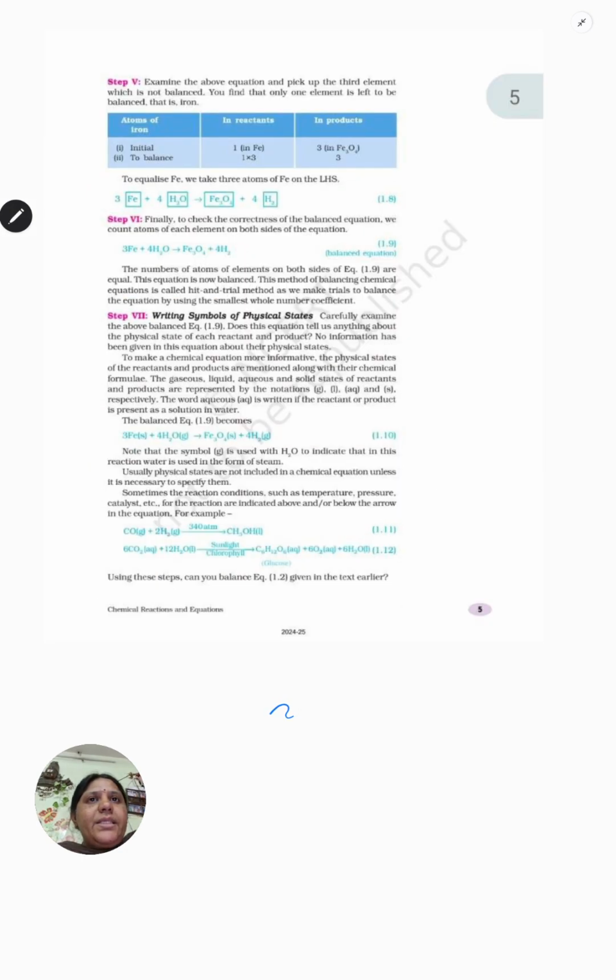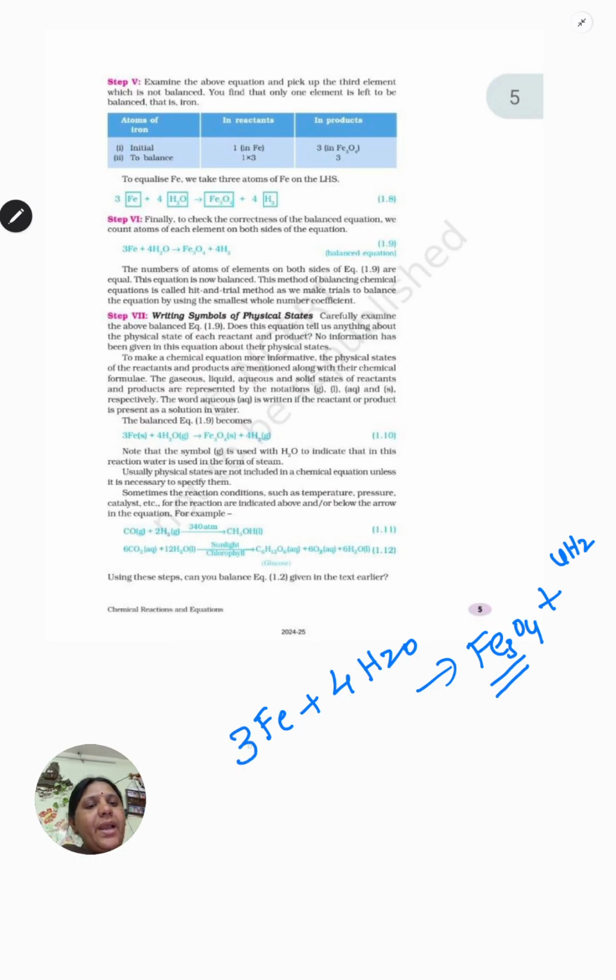So finally, we came to know that Fe plus 4H2O gives rise to Fe3O4 plus 4H2. Now we are left with iron. Here 3 atoms of iron are there, so I will simply put 3 here. Now if you observe, this side 3 iron atoms, this side 3 iron atoms. This side 8 hydrogen atoms, this side 8 hydrogen atoms. This side 4 oxygen atoms and this side 4 oxygen atoms. So now this is a balanced chemical equation.